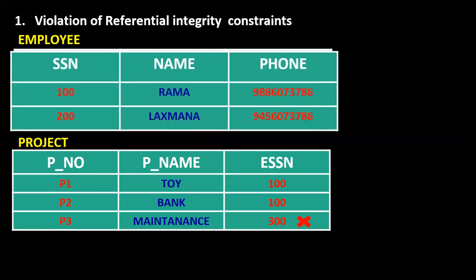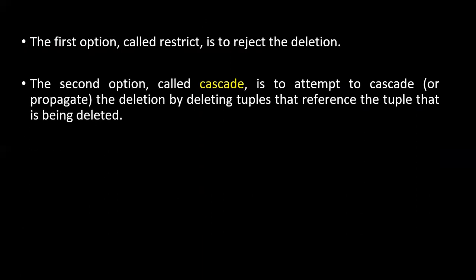In such cases, how do we handle this situation? While inserting, we can avoid inserting such tuples, or we can change the values and then insert. But here we are deleting already existing tuples. So what is the remedy for these types of violations? There are different options. First option: reject such a deletion. But if at all you want to delete, then the second option is to cascade.